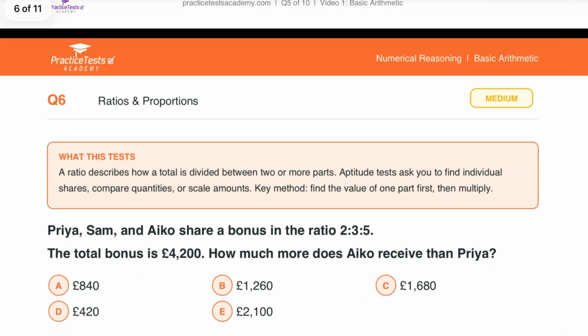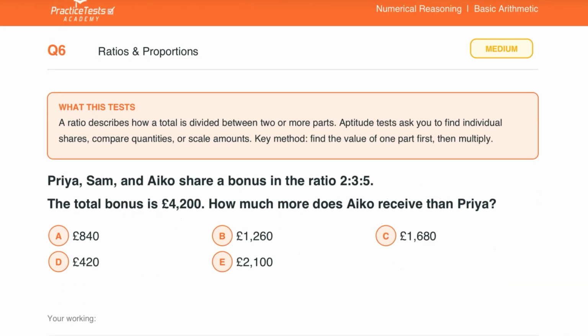Now let's move on to question 6 relating to ratios and proportions. This is a medium difficulty question, a little bit more involved. So Priya, Sam and Aiko share a bonus in the ratio 2:3:5. What was the first step? Find the total proportion.